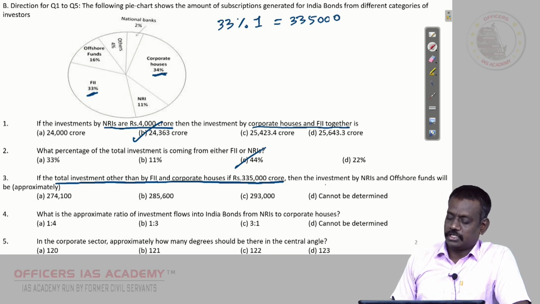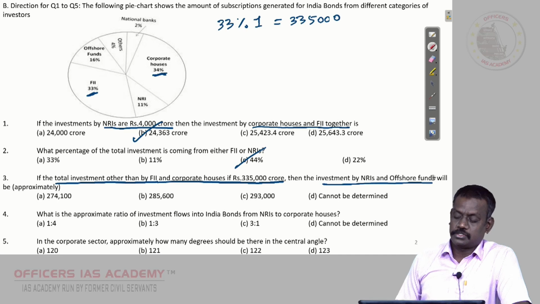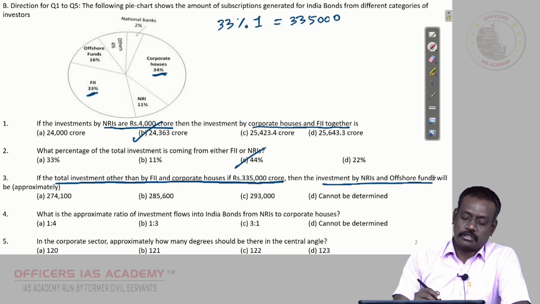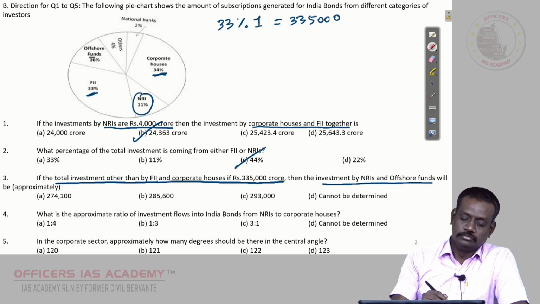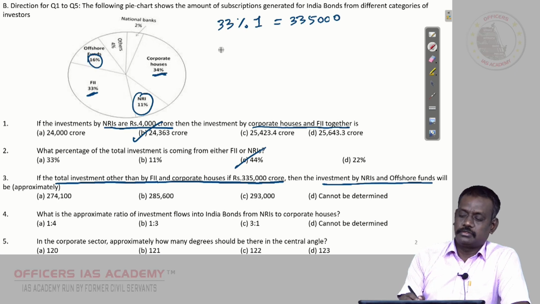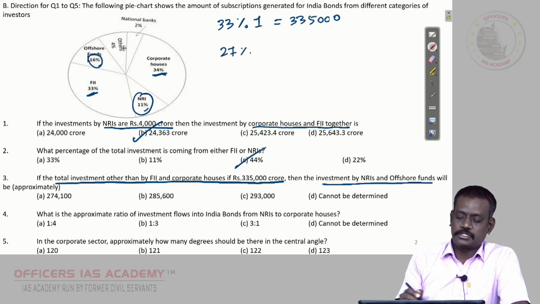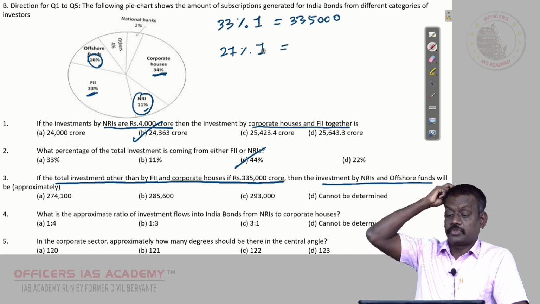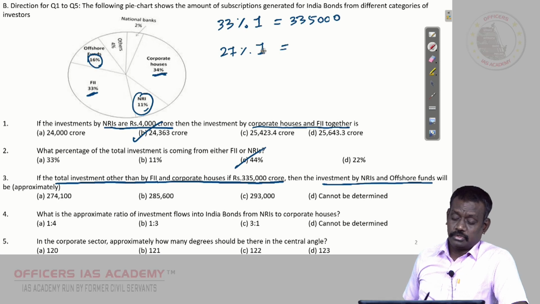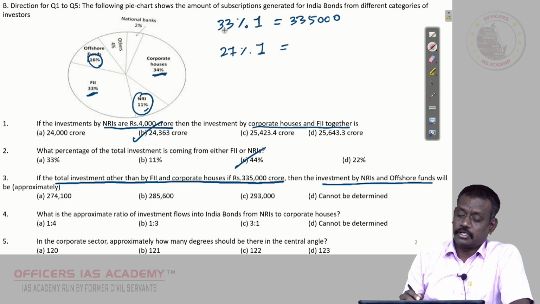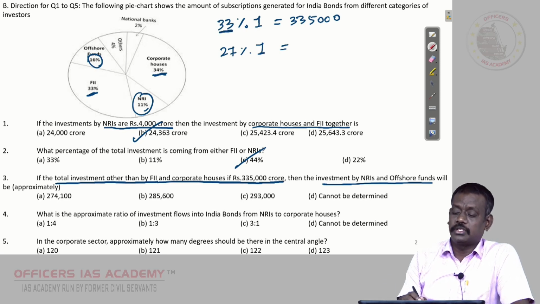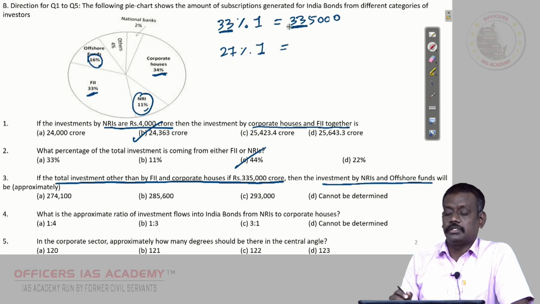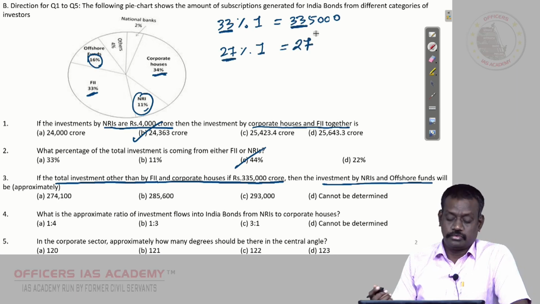Then you are asked to find the investment by NRI and offshore funds. So what is NRI and offshore funds? NRI is 11, offshore fund is 16. So you are asked to find 27%, because 11 plus 16 is 27% of the investment. To get the 27% of investment, again you can go for approximation. So here you have 33, here also you have 33. So if you have 27 here, here also the answer will start with the 27.